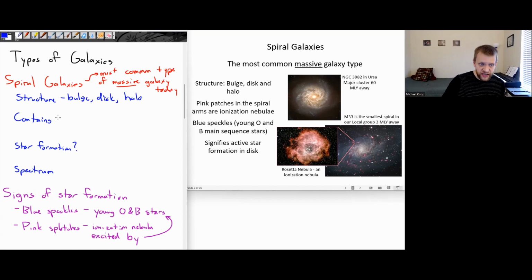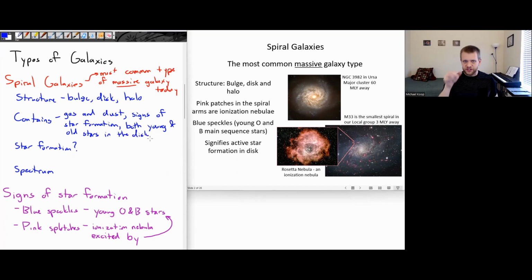So what do these things contain? Well, we have gas and dust. We've got these signs of star formation, again, those blue speckles and those pink splotches. And if there are signs of star formation going on, then we're going to have both young and old stars in the disk.